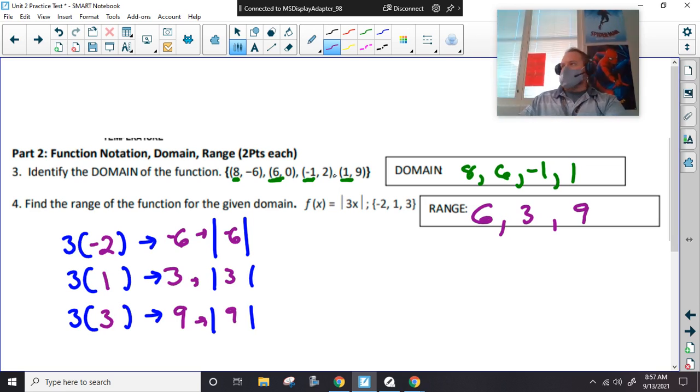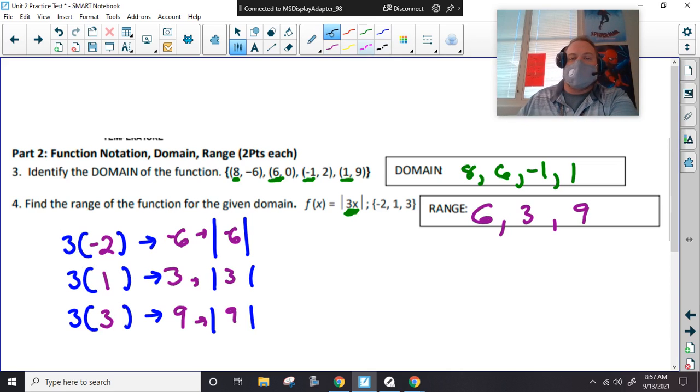Now, are we good on 3 and 4? Anybody need more time? I still see some people writing. They're writing, and we're waiting. What 3? The 3 before the parentheses. I got it from right here because we have to multiply 3 times whatever we plug in. So I just do that now.